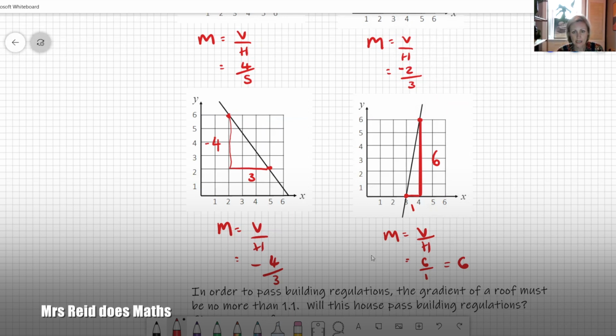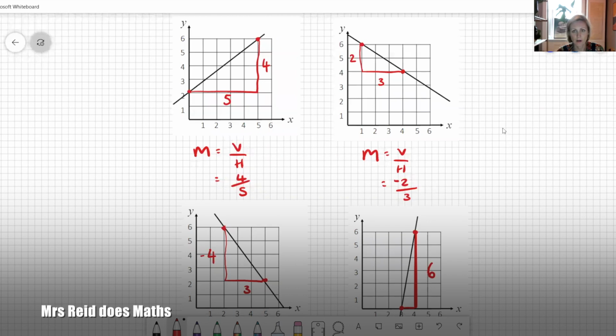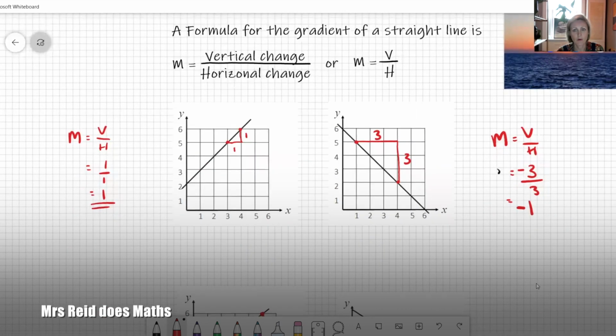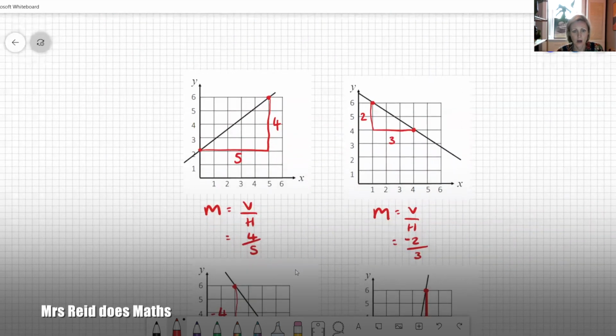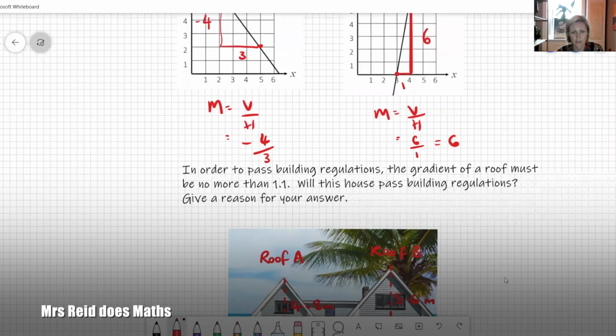And perhaps you can see that these last two, -4 over 3 and 6. -4 over 3 is a top heavy fraction, which is greater than 1. 6 is also greater than 1. Any gradient that's greater than 1 is going to be steeper than 45 degrees. Remember our gradients of 1 up here were a 45-degree angle. And these two here are both bottom heavy fractions, so less than 1, so they're less than 45 degrees. So you can check your answers.